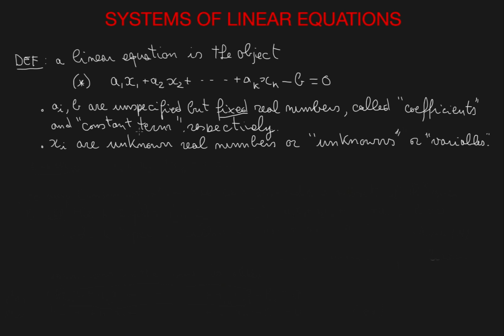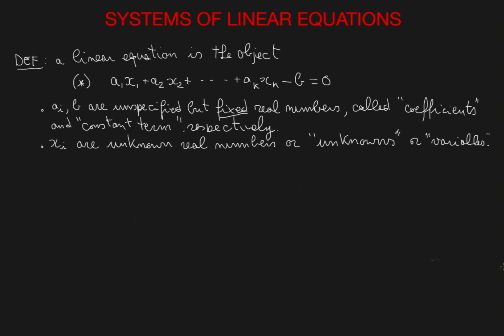Notice the difference between unknown and unspecified. Unspecified but fixed means that I picked these numbers, but I don't know what they are, because the statement I'm making holds for any number. But I fixed them. Whereas the xi's are real numbers that are not fixed. They are allowed to vary. So the meaning of this string of characters is exactly for ai's constant and xi's varying.